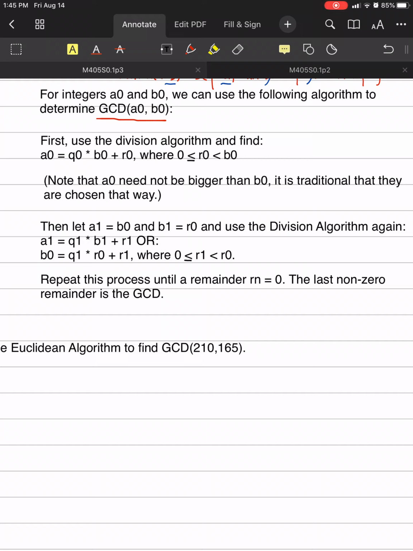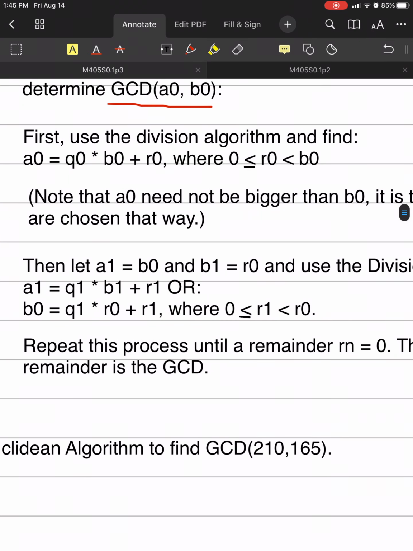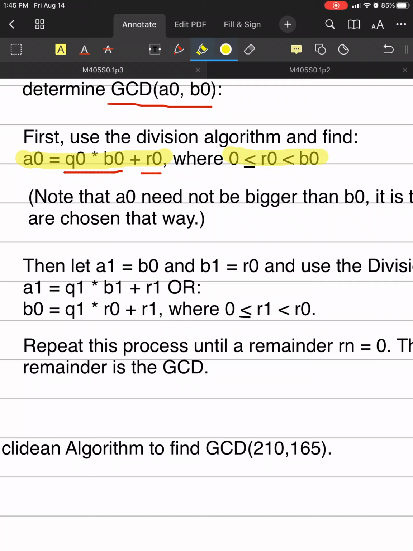So it's a little bit rearranged, but it's essentially just dividing A by B is what we're going to be doing. So first, we are going to use the division algorithm, and we're going to write A as a multiple of B plus a remainder. And the remainder here is between 0 and B. That's our first step. Now, one thing I do want to mention here, A0 traditionally is the bigger of the two numbers. So you have A0 and B0.